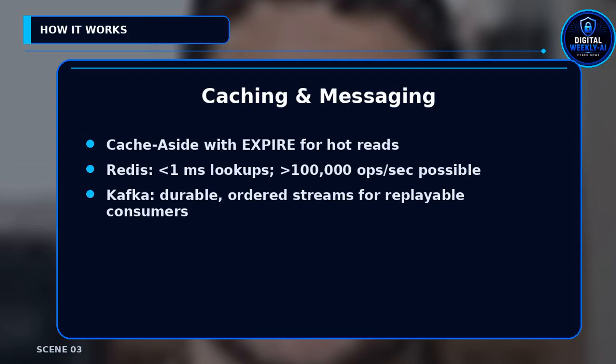MySQL often handles 500 to 1,000 queries per second. Redis can exceed 100,000 operations per second on the same machine. Expect 10 to 50 times throughput improvements. Kafka provides durable, ordered streams and allows consumers to rewind and reprocess.